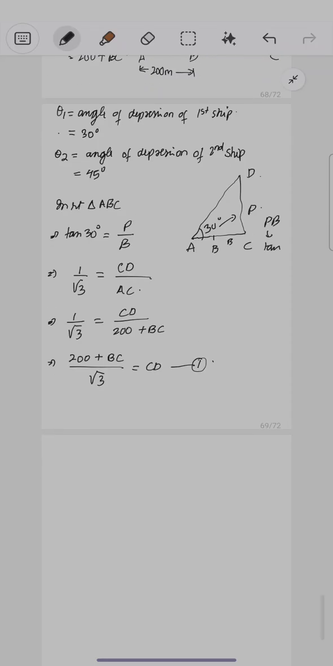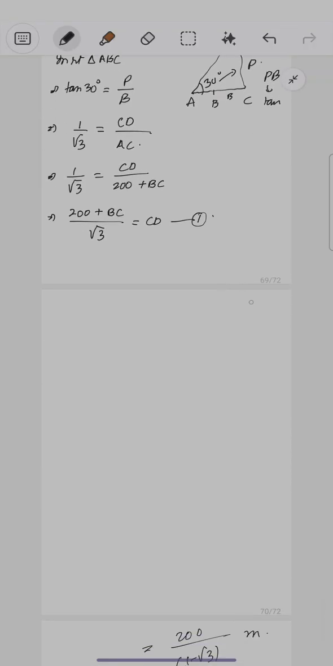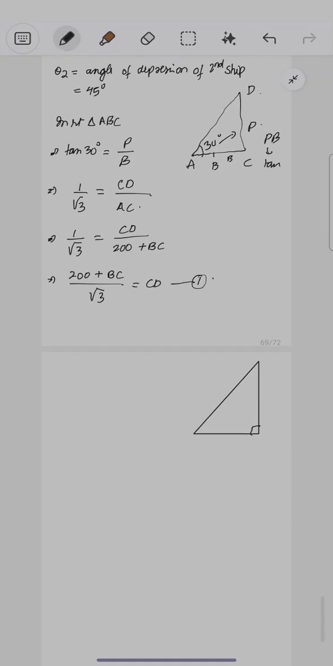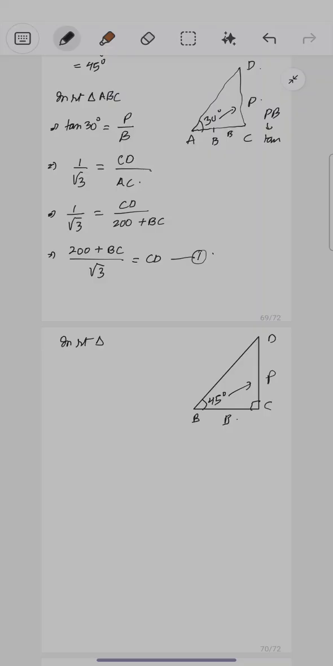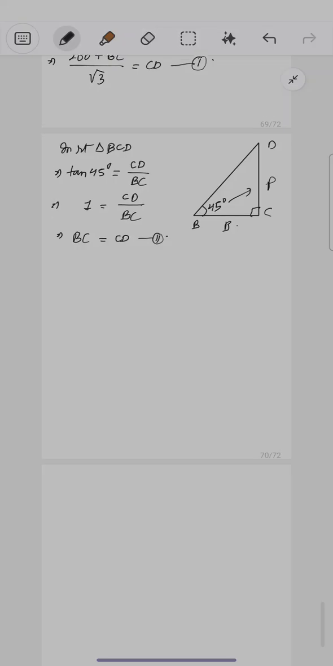This is equation number 1. Now in right triangle BCD, right angle at C, angle at B is 45 degrees. Similarly, tan 45 is perpendicular by base. In right triangle BCD, tan 45 is CD by BC, and tan 45 is 1. So CD by BC equals 1, so BC equal to CD. This is equation number 2.